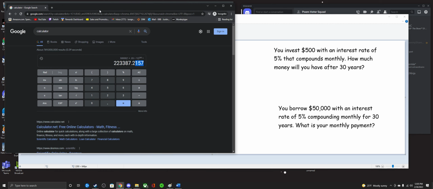So we'll do that out. What is it? 1 plus 0.05 divided by 12, raised to the power of 360 is that, minus 1. And since A is a variable, we don't really have to consider it here, and we just divide again. 0.05 divided by 12. That gets 832.